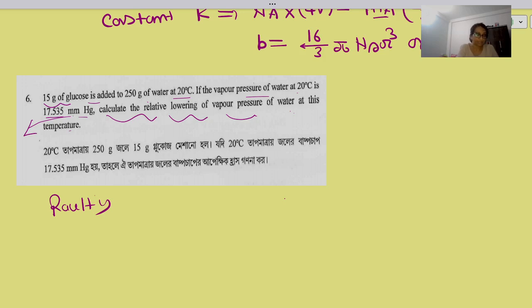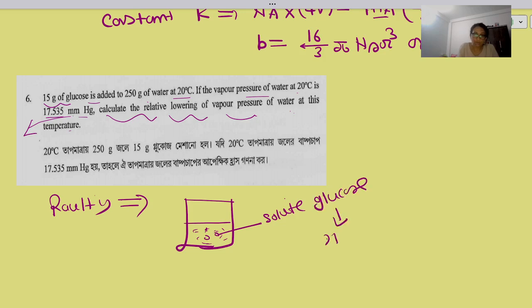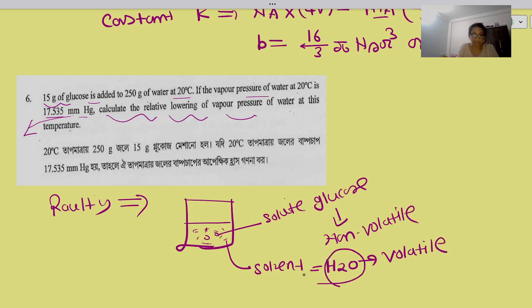In this calculation, we are discussing two types of components. Number one is the solute and second is the solvent. Here the solute is glucose, and glucose is a non-volatile substance. The solvent is water, and water is volatile. The vapor pressure is formed due to the volatile substance, that means water. Now, the calculation of the relative lowering in the vapor pressure.